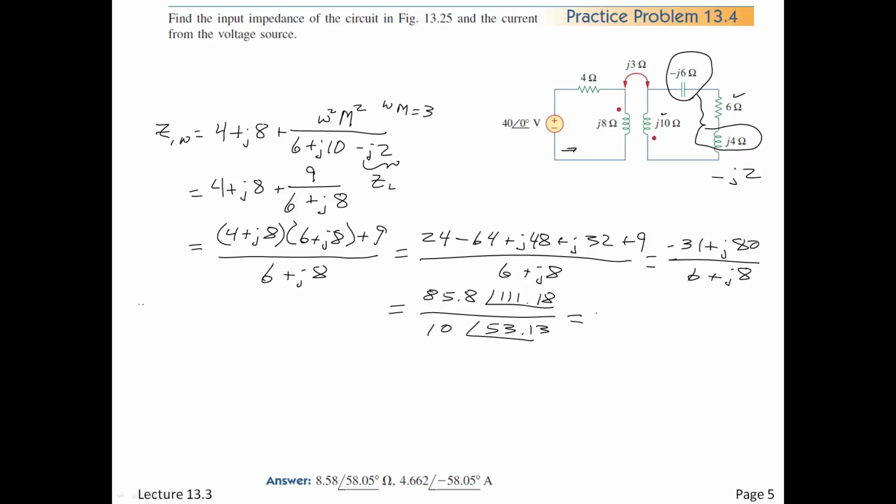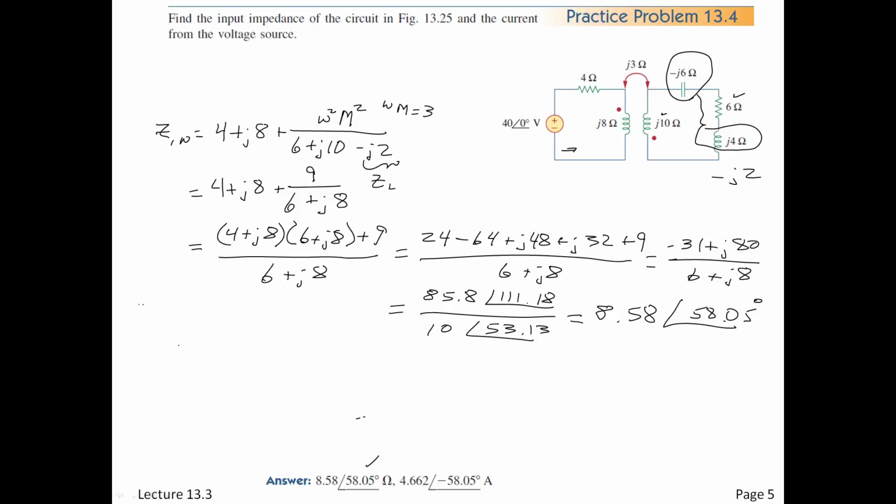Okay, and so this comes out to 8.58 at an angle of 58.05 degrees. Okay, which I see is what they have here. All right, and the current from the voltage source. Well, that we can find directly.